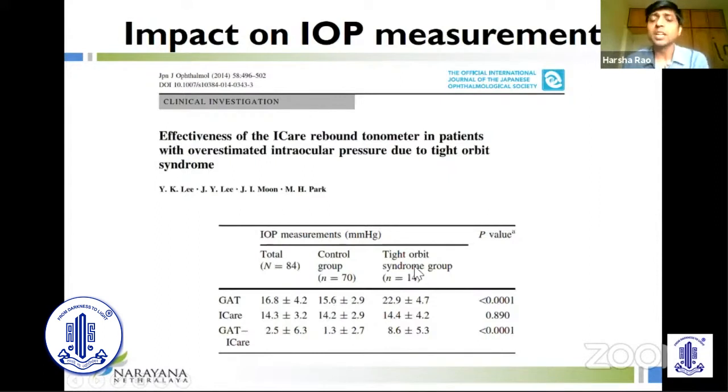GAT. But in the group with tight orbit syndrome, the intraocular pressure measured by Icare was on an average 8.6 millimeters lesser than that measured with GAT. So what this indirectly tells is that the GAT possibly overestimates the intraocular pressure in eyes with tight orbits or tight lids, for that matter. So this can affect the measurement of intraocular pressure and the decision subsequently.